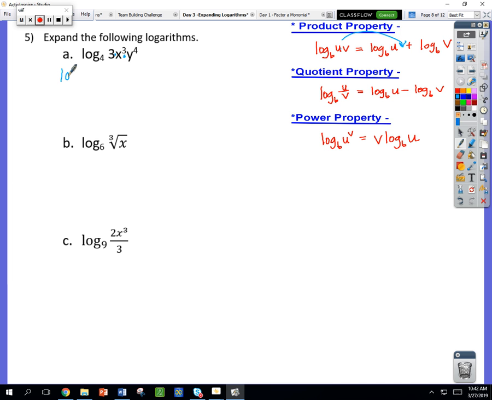So I have a log base 4 of the first thing, which is 3, plus a log base 4 of the second thing, which is x to the third, plus another log base 4 for the y to the fourth. Then I have to do the product property. So if I have a product here where something's being taken to the power, I have to bring that power down in front.